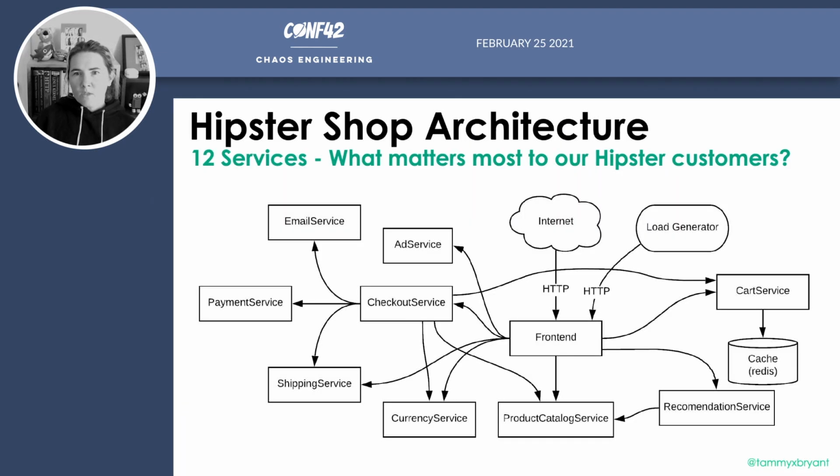So first off, what we're going to do, like we talked about before, is draw up a whiteboard of our architecture. So you can see here for this demo application, the Hipster Shop, we've got 12 services. Which of these services matter most to our customers? The cart service, the checkout service, the payment service, shipping? Which ones do we think?